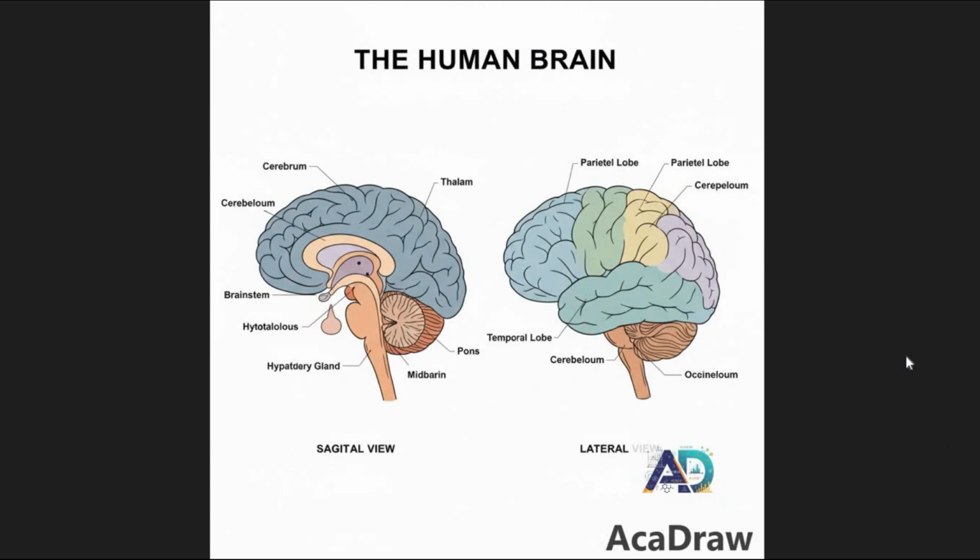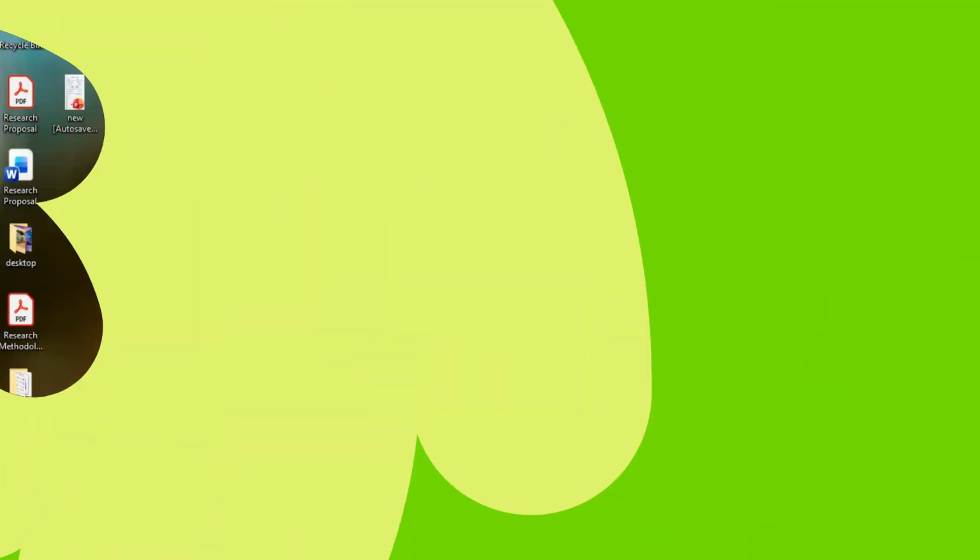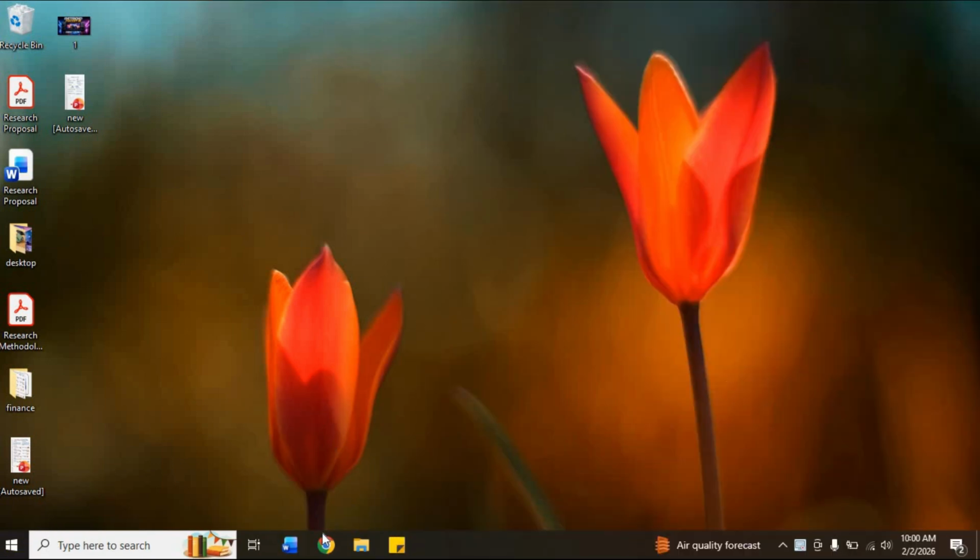This human brain diagram was created using a free online diagram generation tool. It clearly illustrates the major parts of the human brain, such as the cerebrum, cerebellum, and brainstem, helping to break down complex neurological structures into a simple, visual, and easy-to-understand format for learners. Now, let's go through the process step by step.